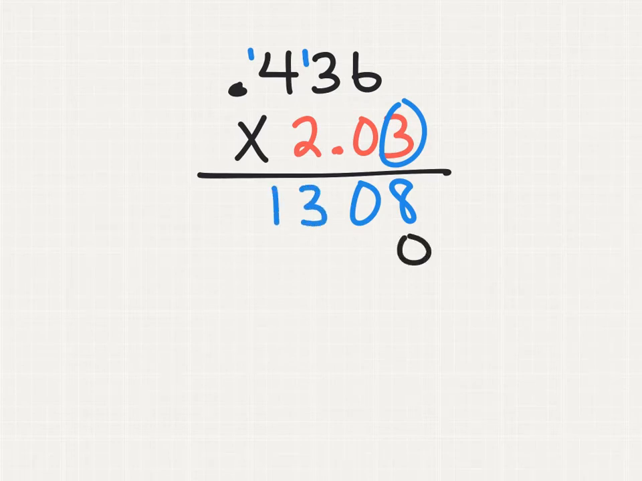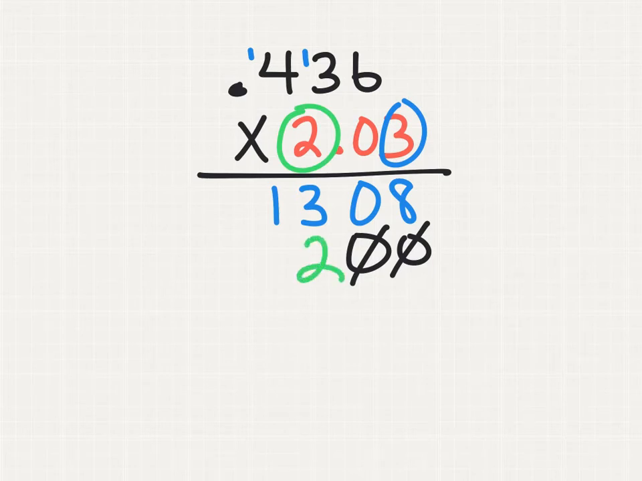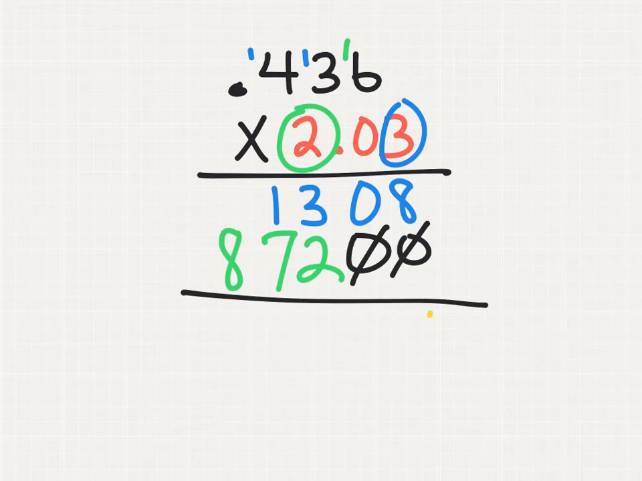I put a placeholder. When I multiply by 0, I'm going to get nothing but zeros. So I simply put another placeholder and multiply using the 2. 2 times 6 is 12. 2 times 3 is 6, plus the 1 is 7. 2 times 4 is 8. And now I add. 8 and 0 make 8, zeros make 0, 3 and 2 make 5, 7 and 1 makes 8, and then 8.